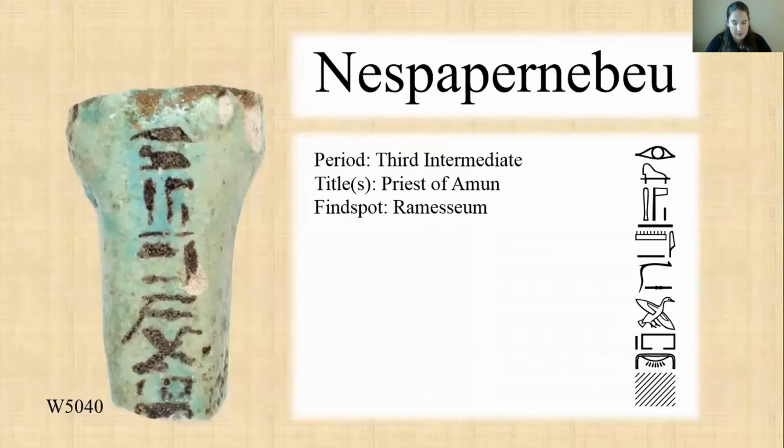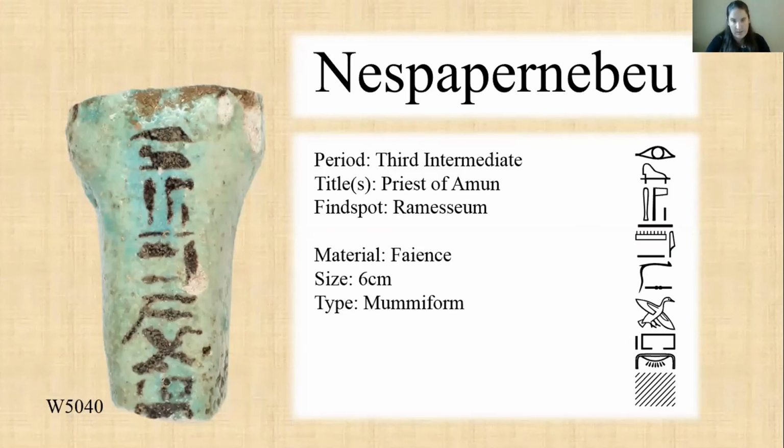Another individual who is only partially represented in the Egypt Center is Nespapernebeu. He also arrived in Swansea via Sir Henry Wellcome and is likely from the Ramesseum, where the name does appear on the names list. Despite missing both his head and feet, the majority of the inscription remains in the single vertical line down the front. Furthermore, while our example appears to be pale green, the small patches of bright blue attest to the original color.